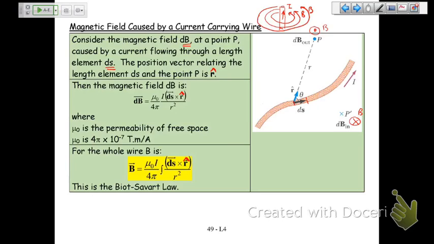So we say, okay, and along came Biot-Savart.